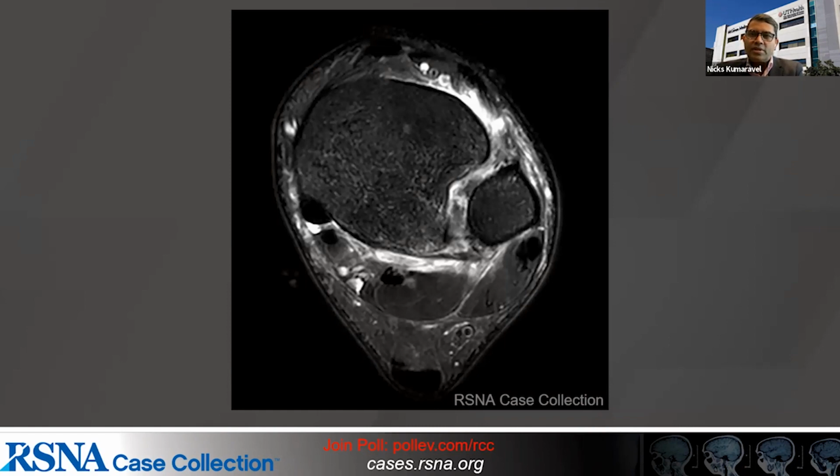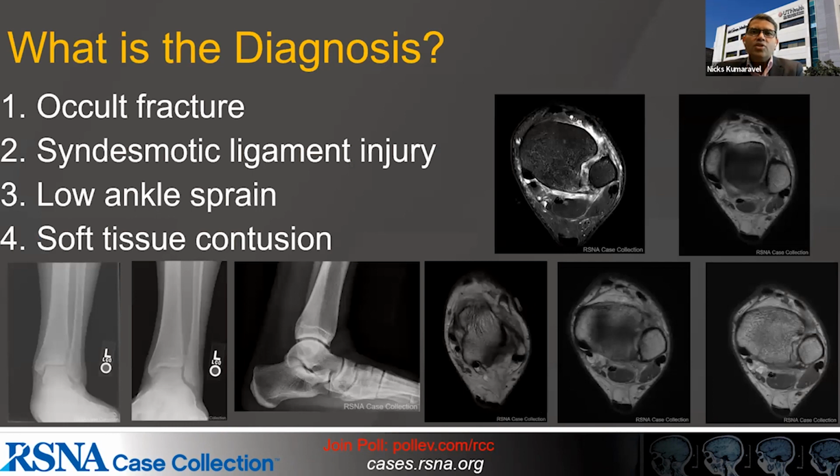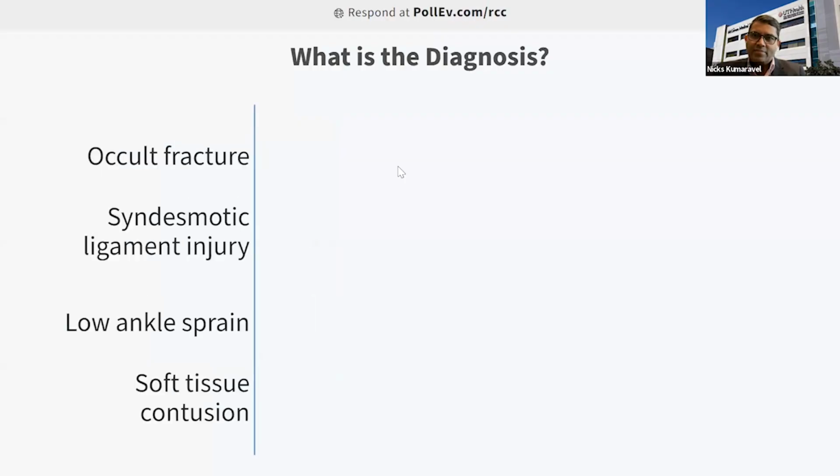And then the next image, please. So what is the potential diagnosis for this particular patient? Do you think it's an occult fracture? Do you think it's a syndesmotic ligament injury? Do you think it's a low ankle sprain or a soft tissue contusion? Let's trigger the poll. Go to the next slide, please.